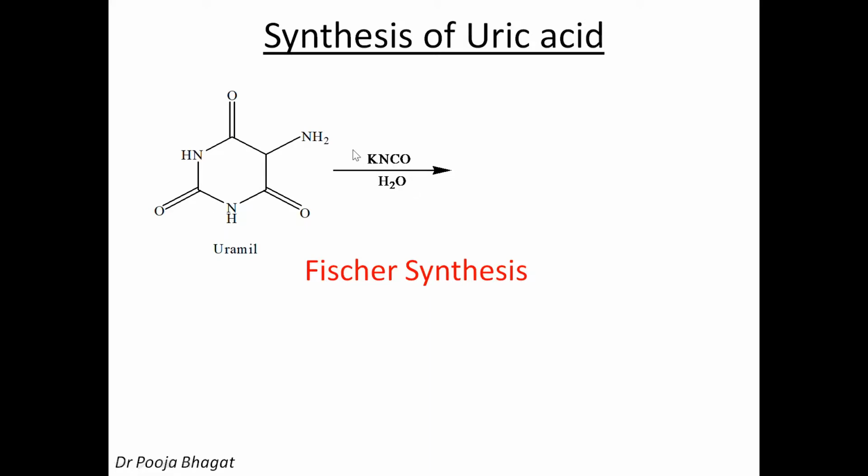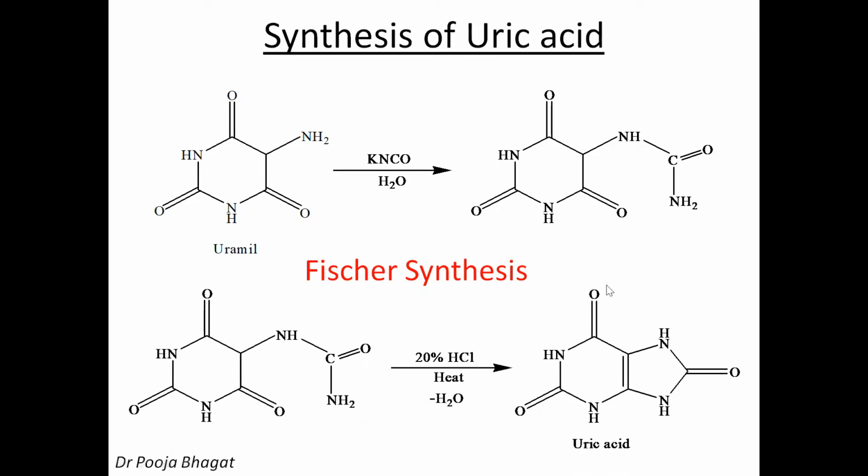I told you it brings about CONH2. So to introduce CONH2, we'll take KNCO, potassium isocyanate. So you'll get amide group here. Mechanism part we have already discussed. And then when you heat it in 20% HCl, so in acidic medium, there's a loss of water molecule and you get uric acid. Now see the mechanism, how the reaction takes place.